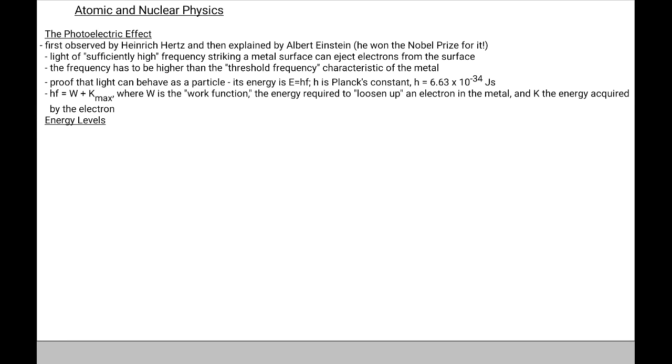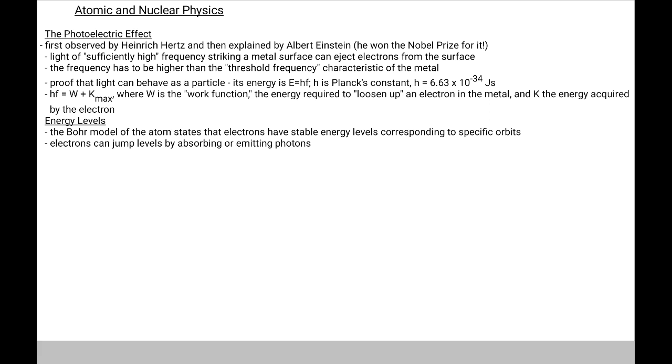All right, let's now look at energy levels. So we know from the Bohr model of the atom that electrons have stable energy levels that correspond to specific orbits. But if an electron will acquire energy from a photon or give up energy from a photon that's sufficient to jump between orbits, then the electron can move up to a higher orbit or a lower orbit, so it can acquire more energy or less energy, and that all has to do with emitting or absorbing photons.